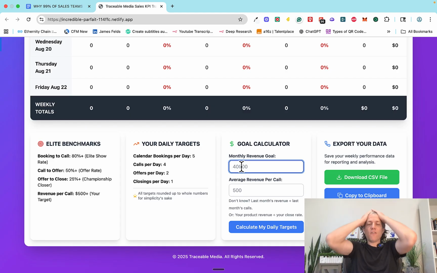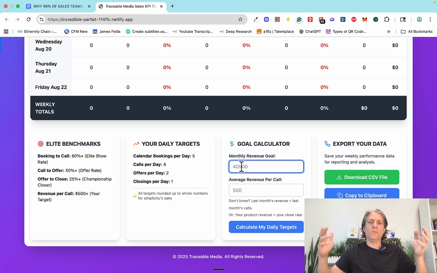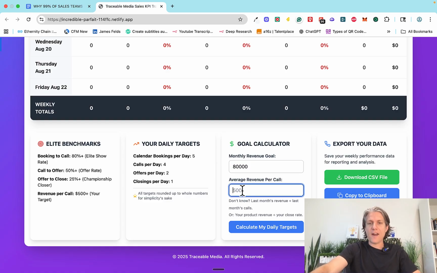So how much revenue do you wanna make per month? And that's really where we're gonna start. We didn't get into all the specifics because this would be like a 6-hour video, which nobody's gonna watch. So the goal calculator, let's just say we wanna make $80,000 per month, and our average revenue we know is $2,000.